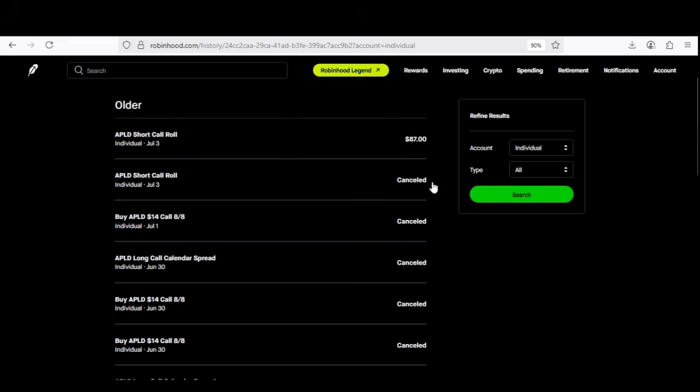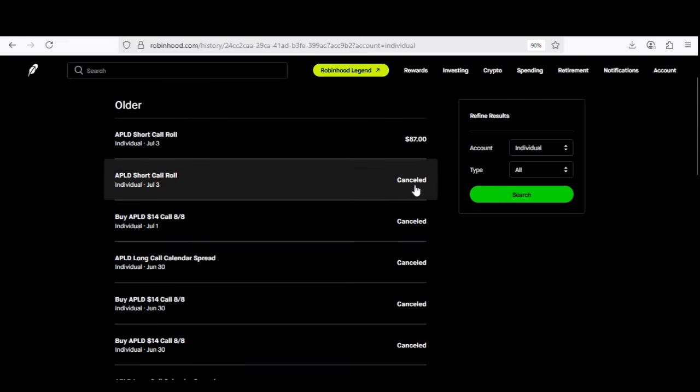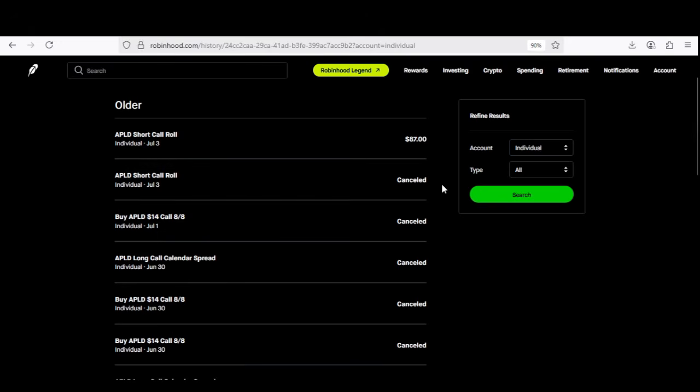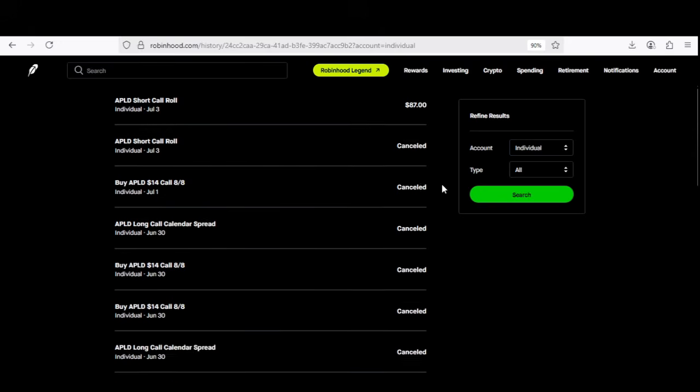And before I show you the rest, you see these here that say cancel. Sometimes when you see an opportunity in the market and you try to capitalize on that opportunity, sometimes your orders are not filled. So that's why you see most of these cancels. At the end of the day, they get canceled once they're not filled.